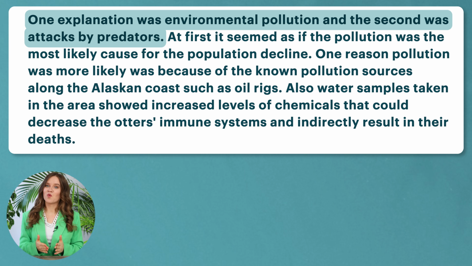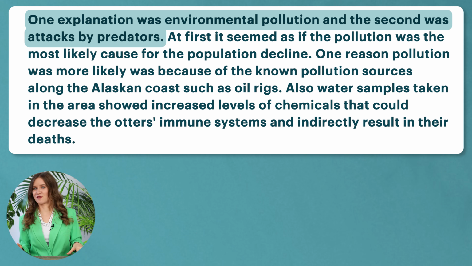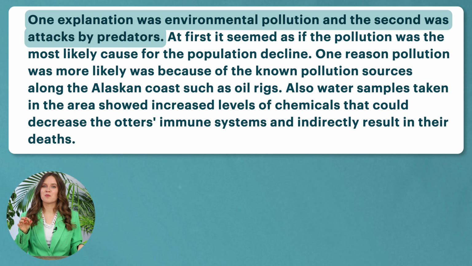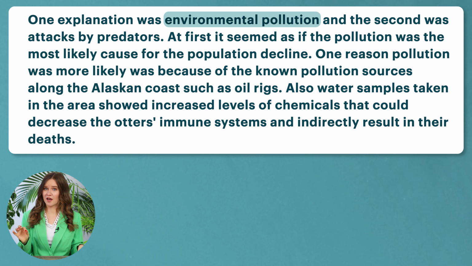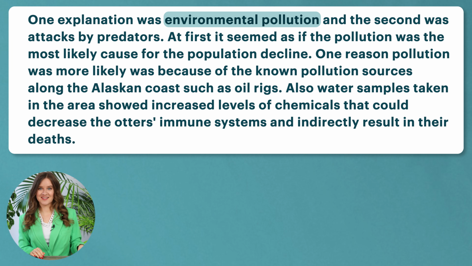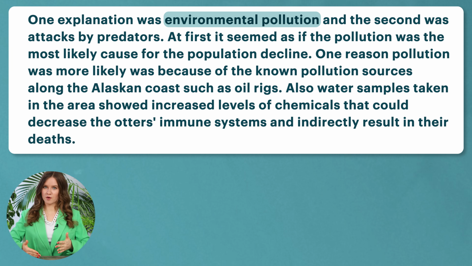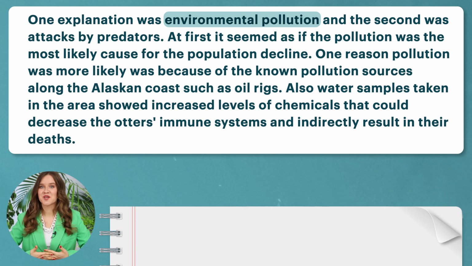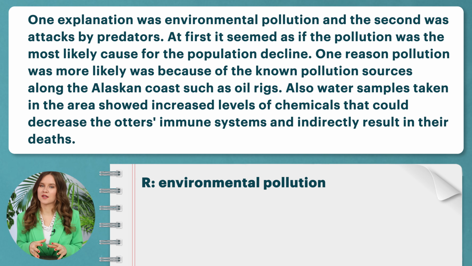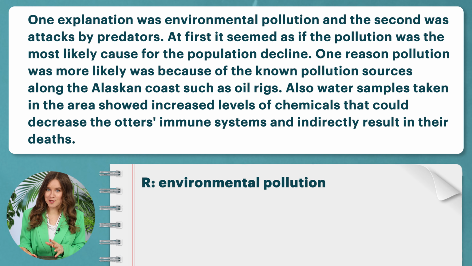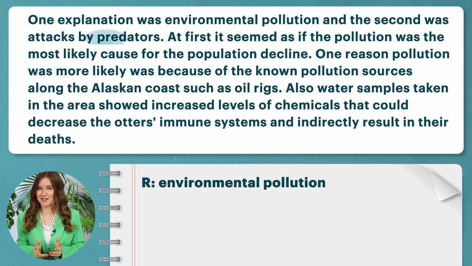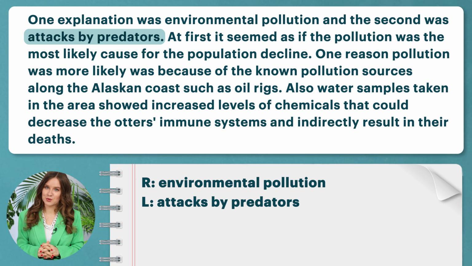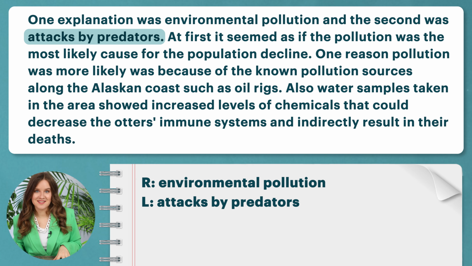The text will support one explanation, and the lecture will support the other. As I continue reading the first paragraph, I see that the author picks environmental pollution as the cause of the decline in sea otter populations. Therefore, the author believes that environmental pollution caused the decline in sea otter populations. You can write that down. The lecturer will then claim that the decline was caused by the second explanation, attacks by predators. You can write that down too. This way, when you listen to a lecture, you will already know what to expect.